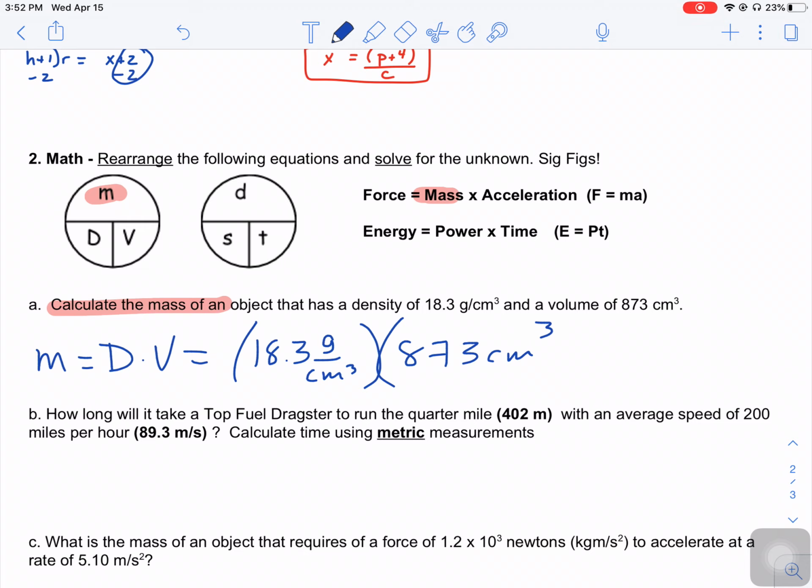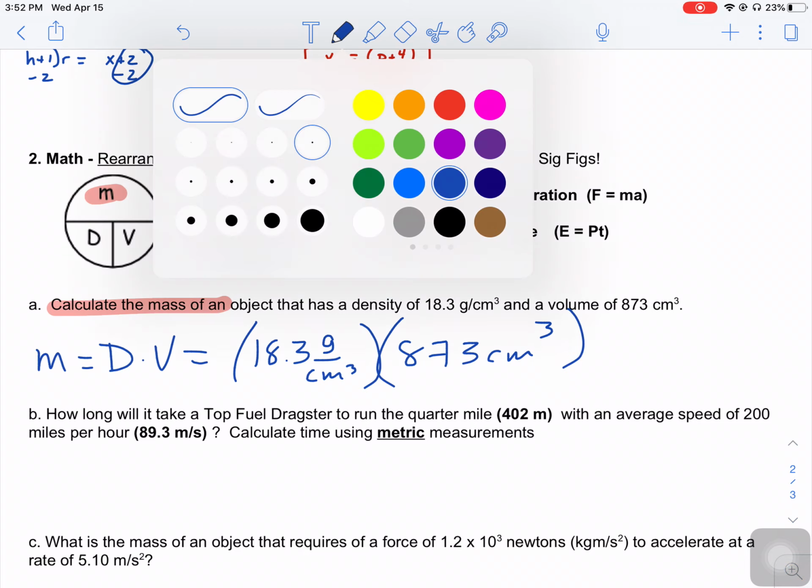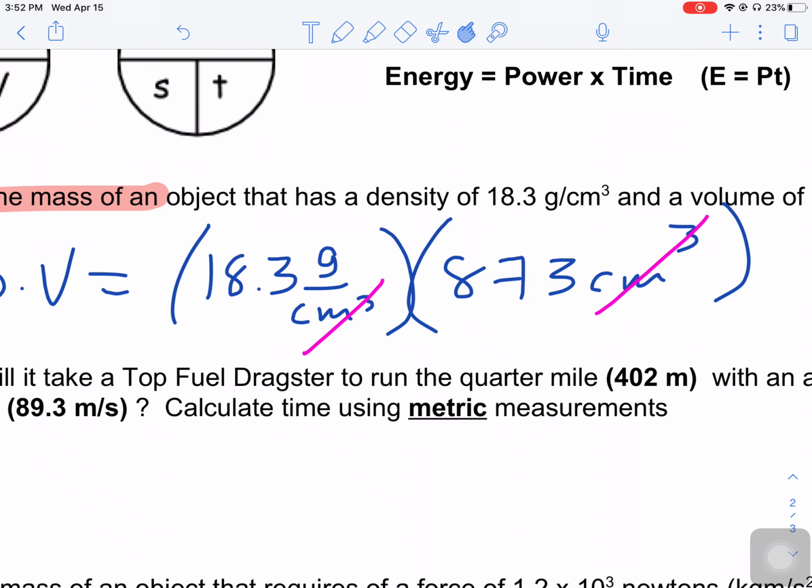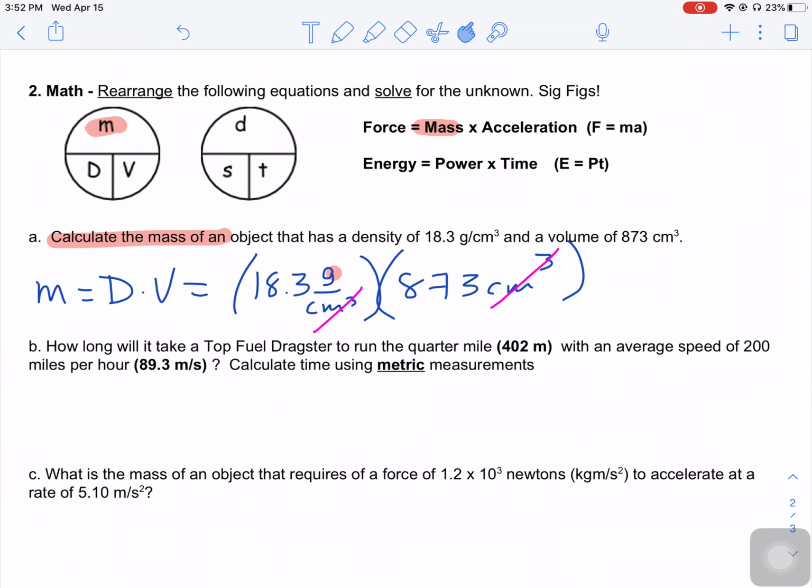Now, I'm not going to solve this for you, but I did want to show you a few things. I wanted to show you how I got to my equation, but I also want to show you that unit cancellation remains. So when I'm going to take my calculator out, I'm going to do 18.3 times 873. Centimeters cubed cancel out, and the unit that remains is the gram, which is appropriate because I'm looking for mass. Now, for this particular problem, I'm going to get a big number, and I'm only going to be allowed to keep 3 sig figs. Both of my factors have 3 sig figs, so my answer can keep 3 sig figs.